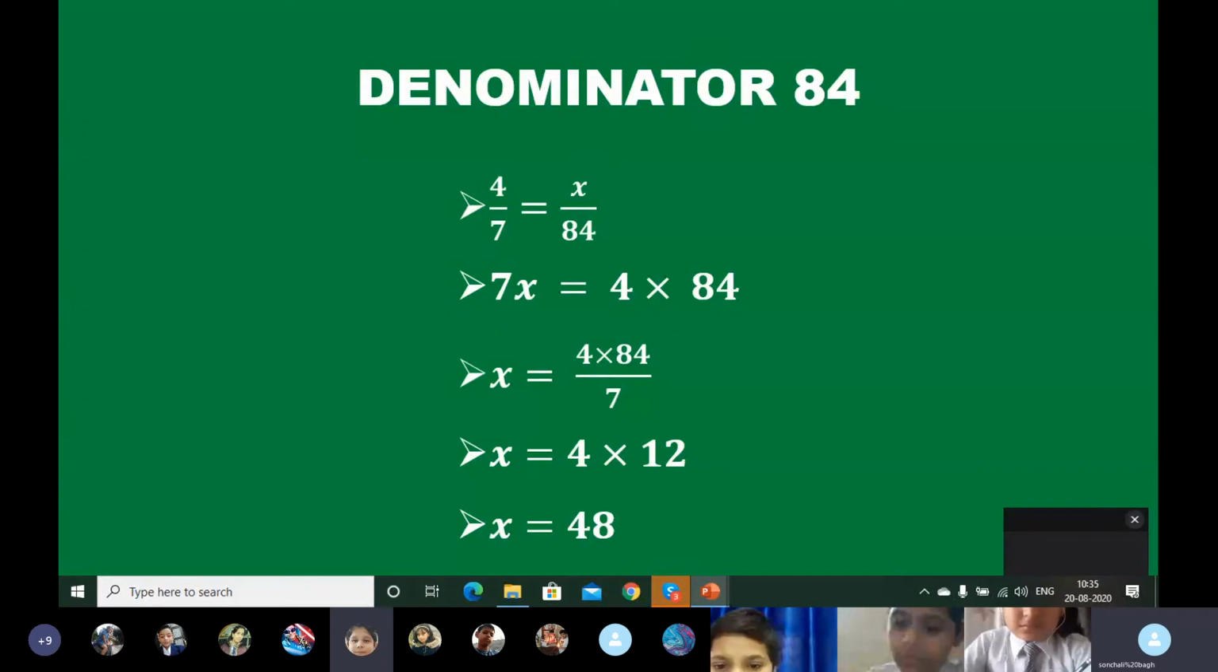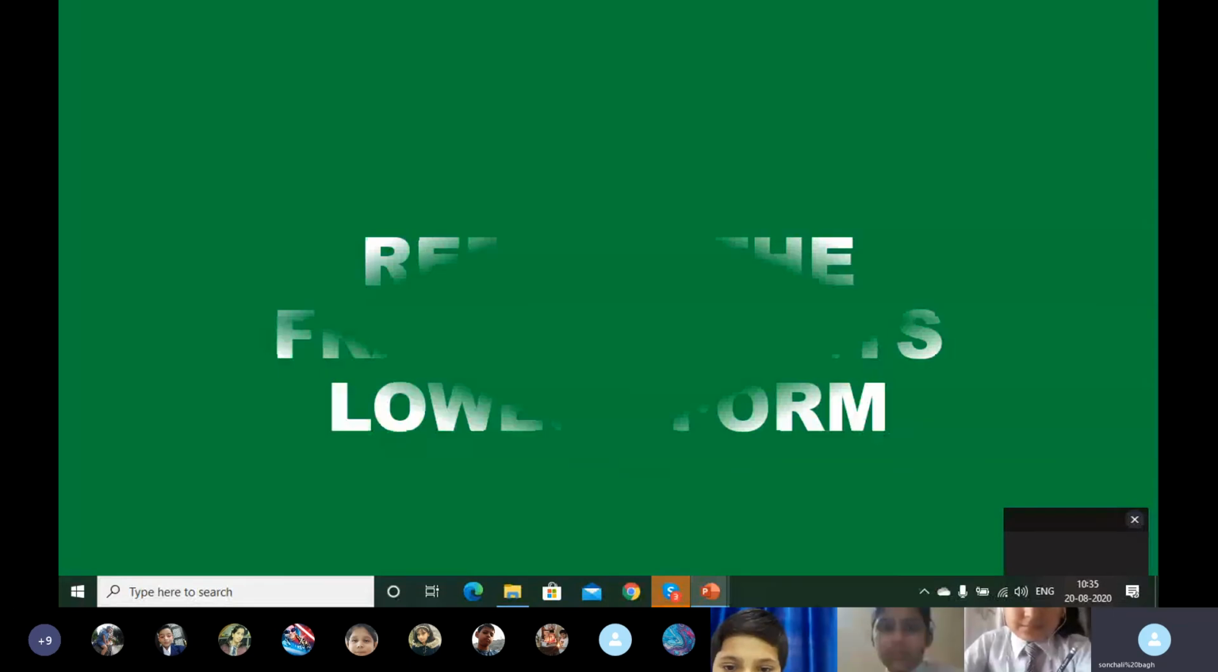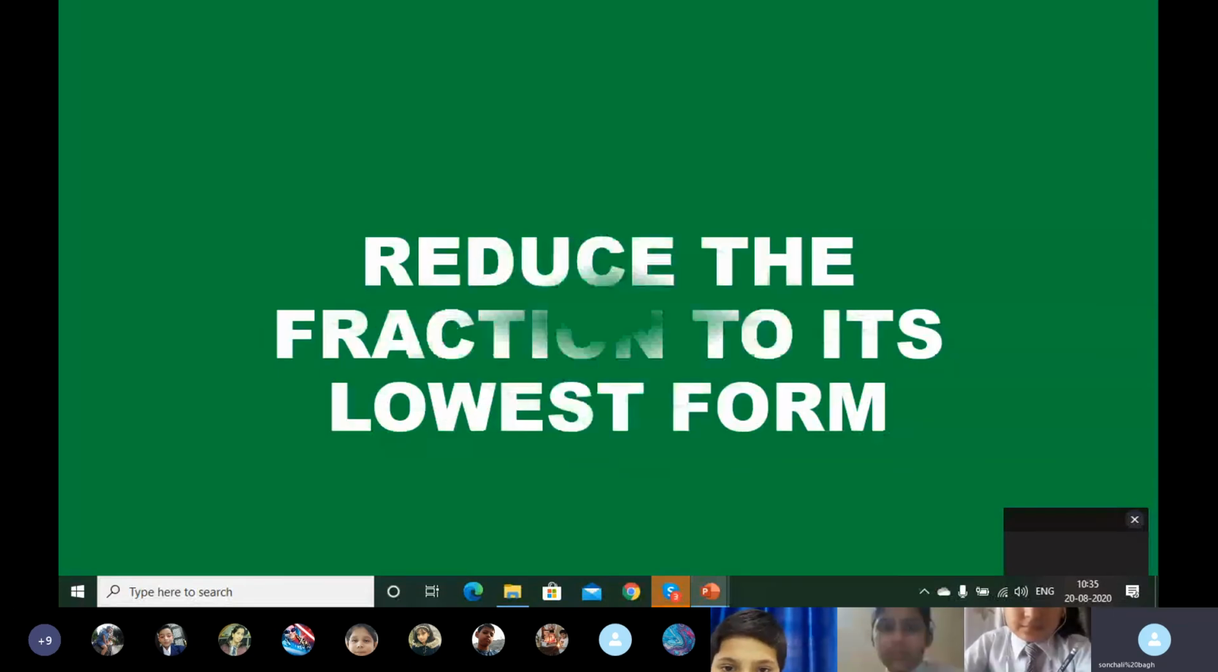Now, let's see the next type of question. The third type of question which you will deal with in this exercise is to reduce the fraction to its lowest form. See how to reduce. The confusion was there; we were talking about equivalent fractions, which we learned in the first part. So, let's see how to reduce it.